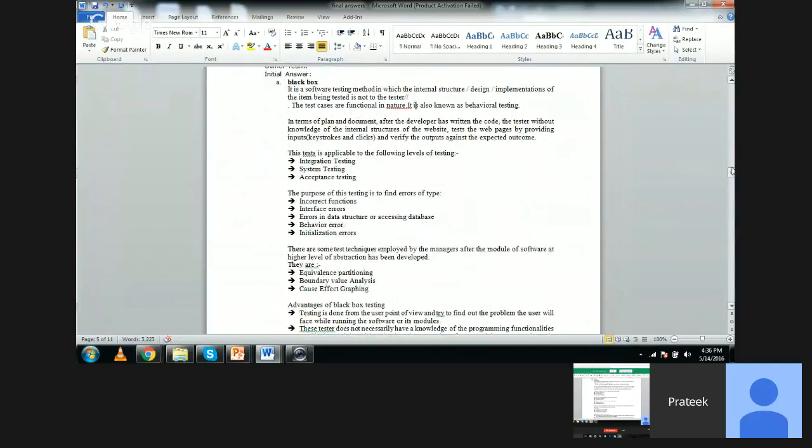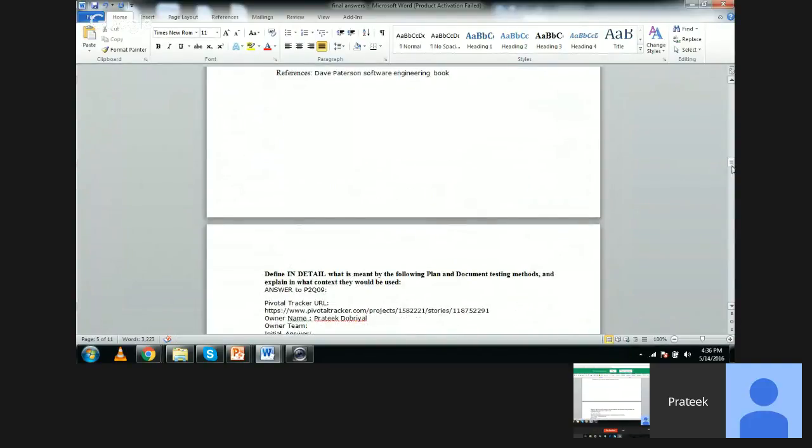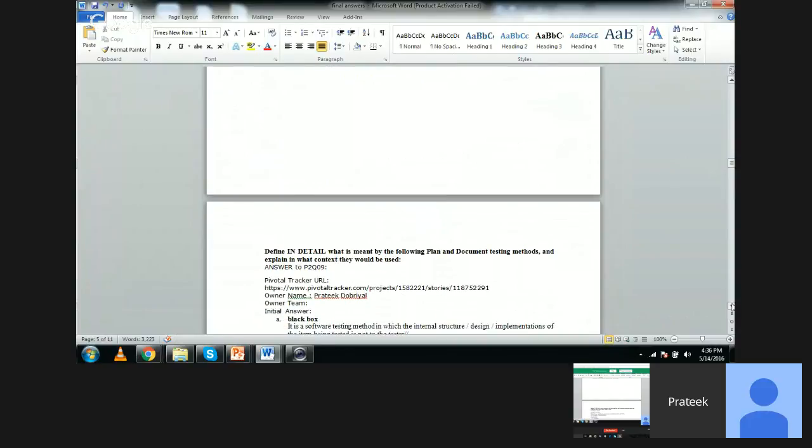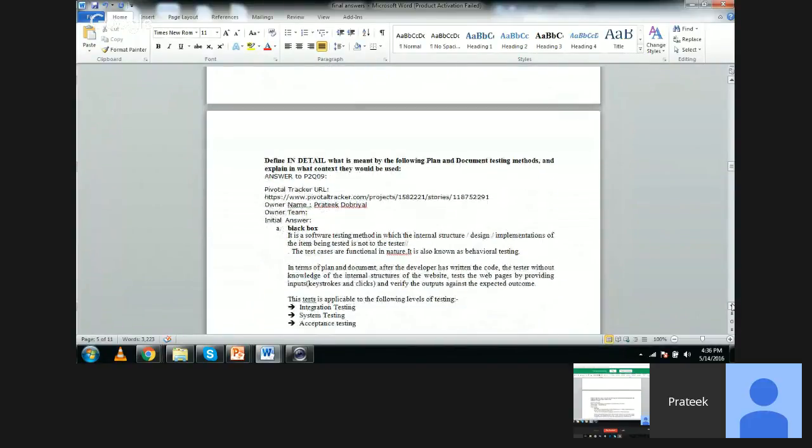So, the question. Just hold on. Now can you see it? What is written here? What is meant by the following plan and document testing methods? First, go with the explanation of what plan and document testing methods are. Then go into detail on these particular methods.